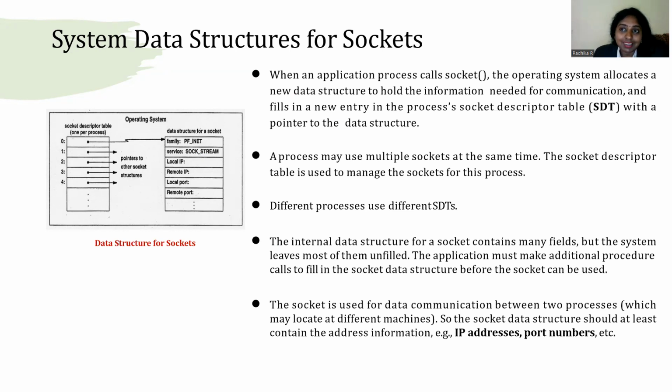So what is happening here? Whichever data structure it is, the details are allocated for this table, and then it has to have what operation it has to perform. It has to point towards those operations and so on. The socket is used for data communications between two processes which may be located on different machines, so the socket data structure should at least contain the address information, for example IP addresses, port numbers, and so on, so that we know to which destination it has to transfer the data or which destination it has to process the data. Hope you understood. Any doubts here, you can chat.